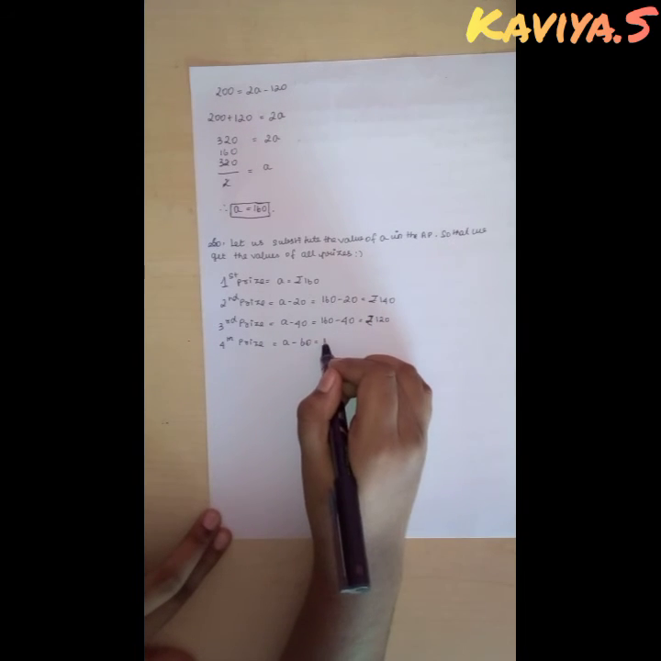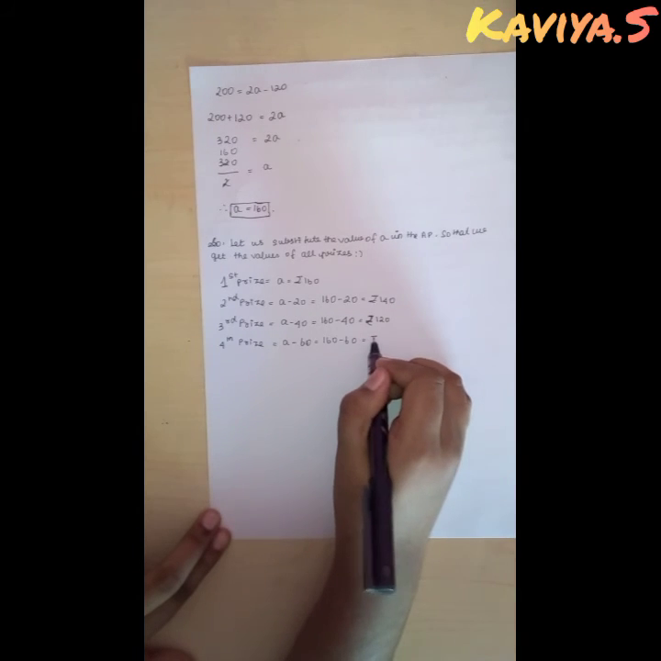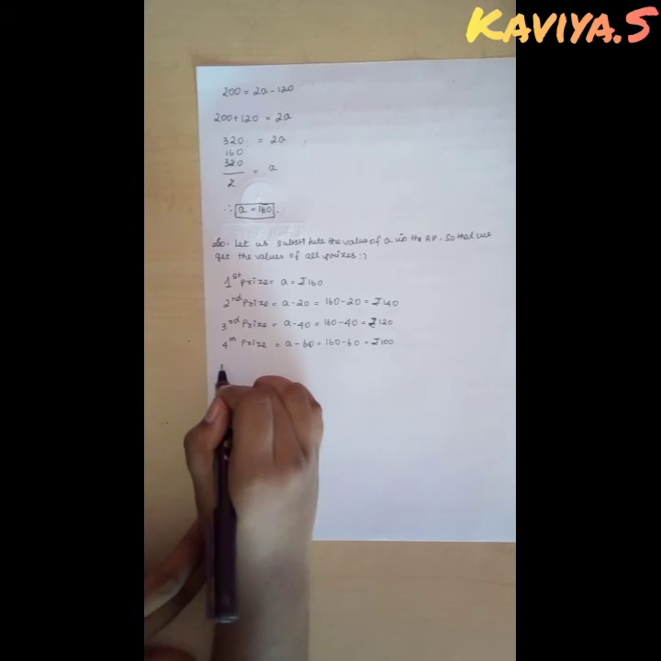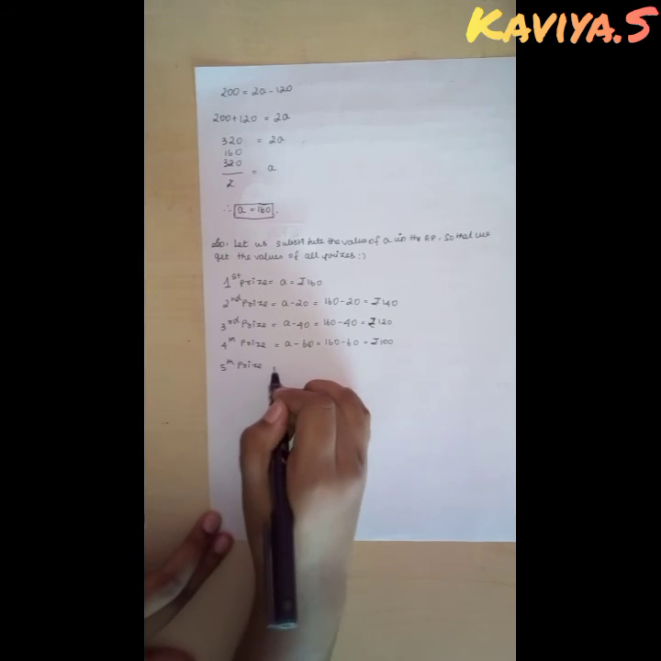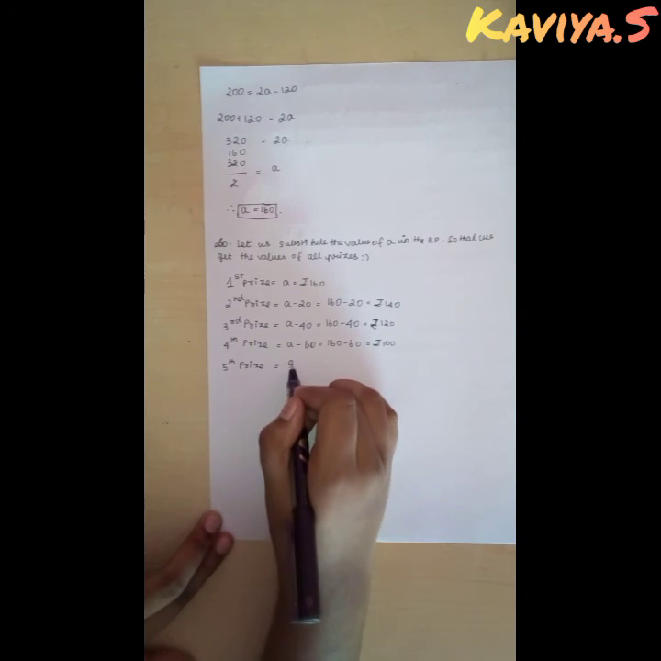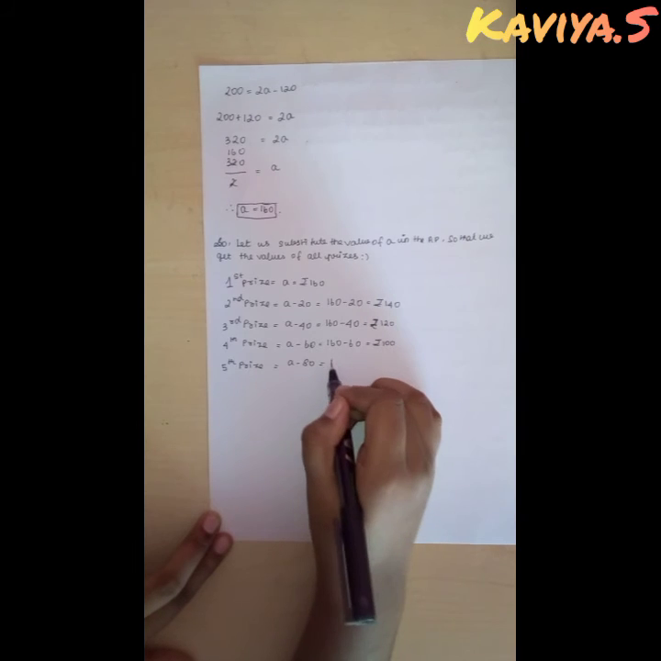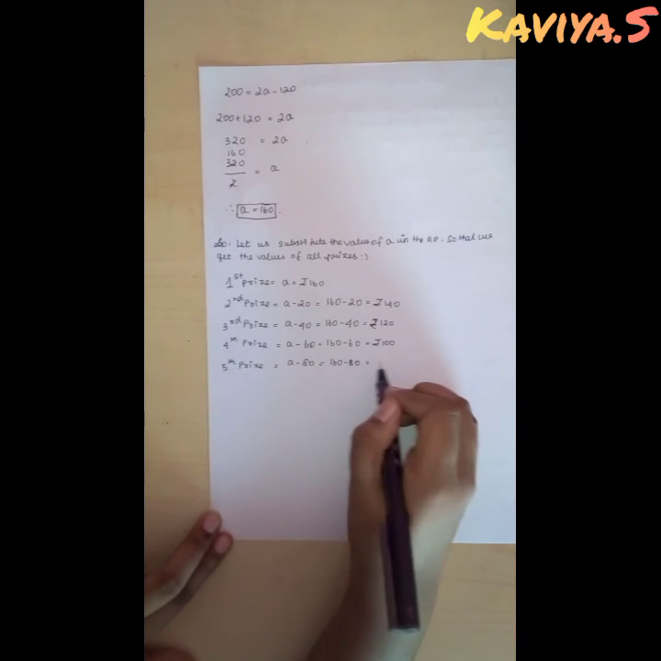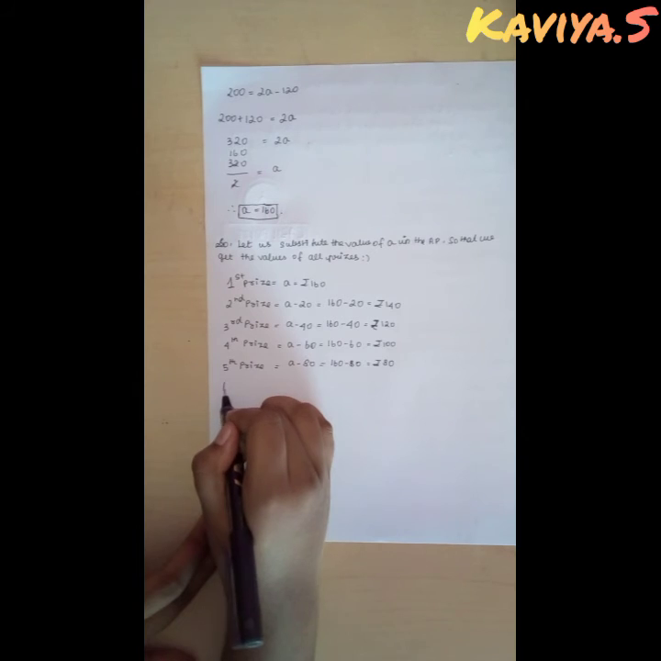For the fourth price, the term is a minus 60. So 160 minus 60, we get 100. So the value of the fourth price is rupees 100. Next is the fifth price. Fifth price term is a minus 80. So 160 minus 80, we get 80. So the value of the fifth price is rupees 80.